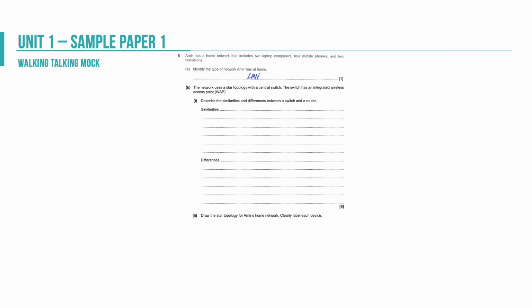We've then got quite a tough 6-mark question. It's asking us to describe the similarities and differences between a switch and a router. When my class did this for the first time, this was a question they really struggled with. And like I say, making 6 points here is quite difficult. We need 3 similarities and 3 differences.